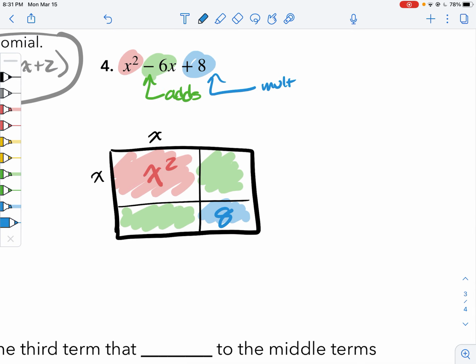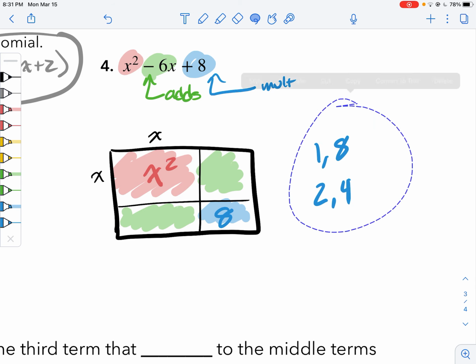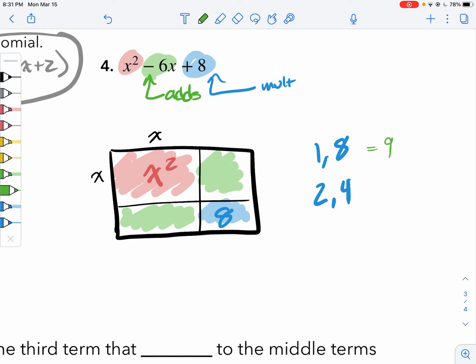So let's list the factors of 8. You can do 1 and 8, 2 and 4, 4 and 2, or 8 and 1. But guess what? 4 and 2 and 2 and 4, that's the same thing. 8 and 1, 1 and 8, that's the same thing. So these multiply to 8, yes, but now what adds to negative 6? 8 plus 1, or 1 plus 8, is 9. 2 plus 4 is 6. That's nice, but that's not negative 6.